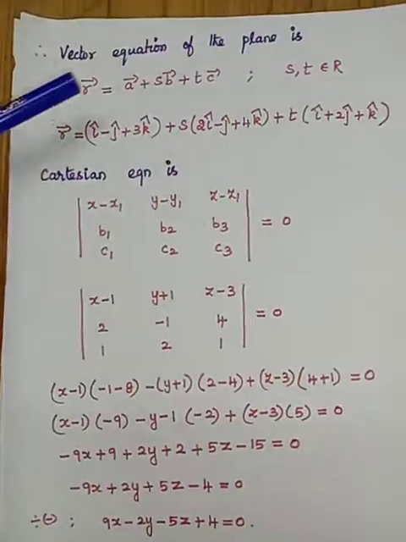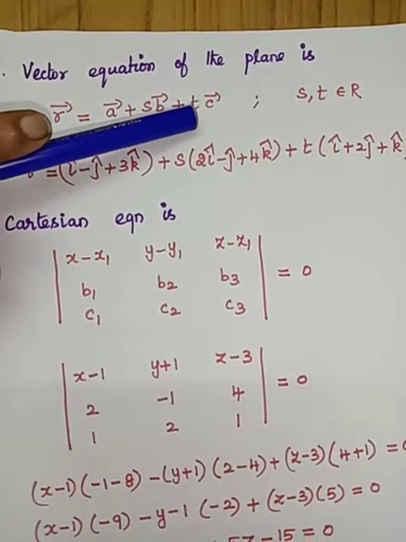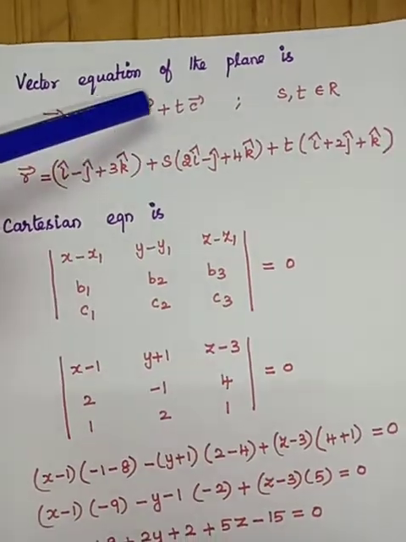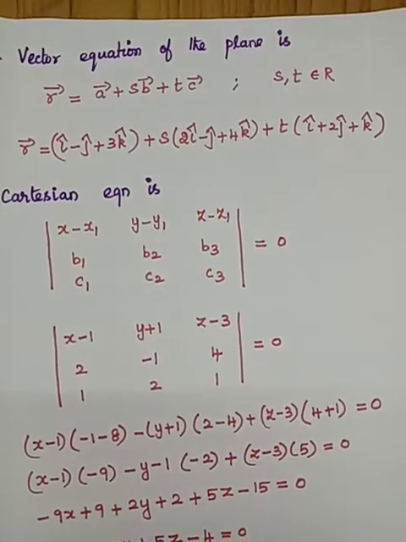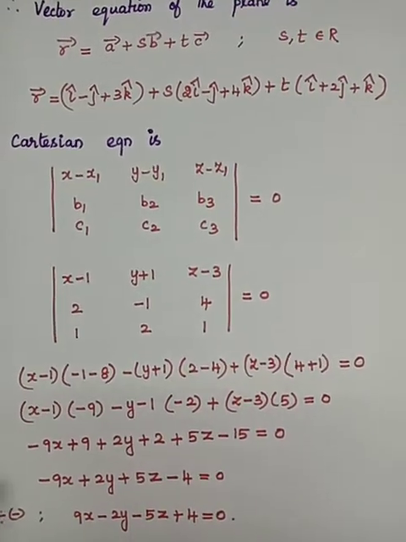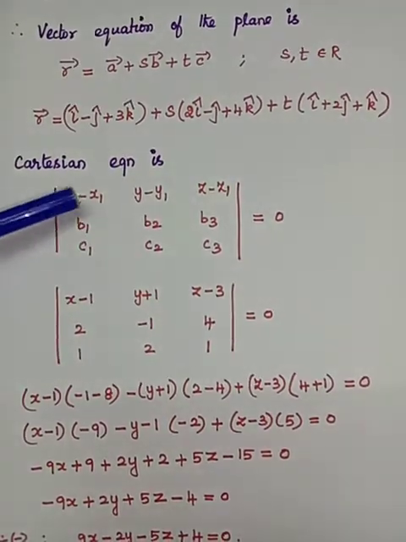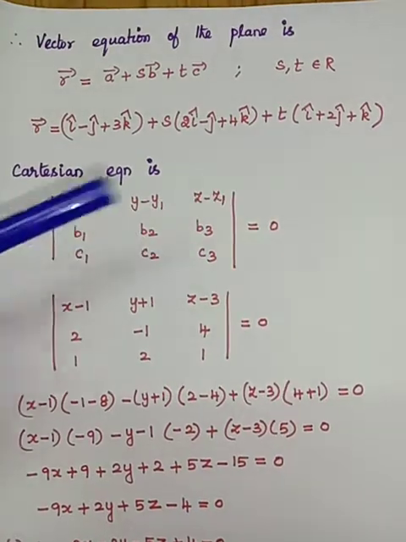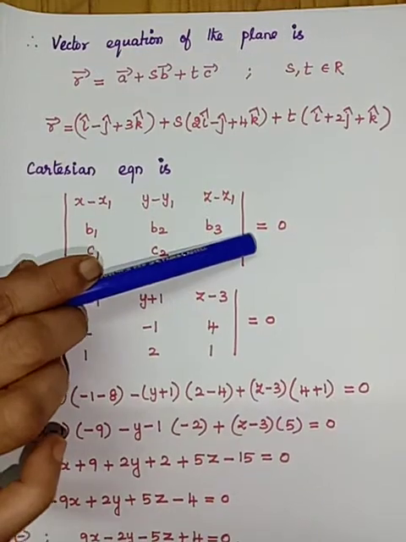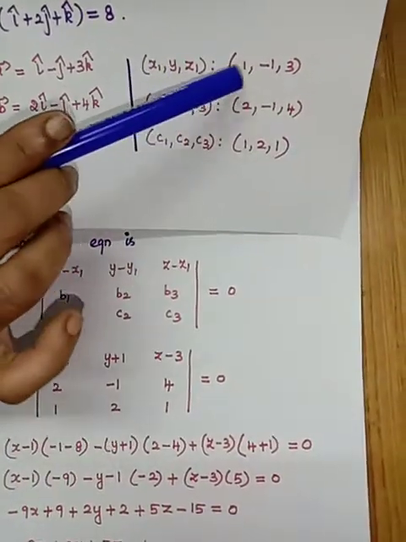So the vector equation is R vector is equal to A vector plus sB vector plus tC vector. So A vector, B vector, C vector has to be substituted in this formula, and you have to write the vector equation. Coming to the Cartesian equation of the plane, when one passing point and two parallel vectors are given, the equation is the determinant of x minus x1, y minus y1, z minus z1, b1, b2, b3, c1, c2, c3 is equal to 0. So here I have mentioned x1, y1, z1: 1, minus 1, 3.